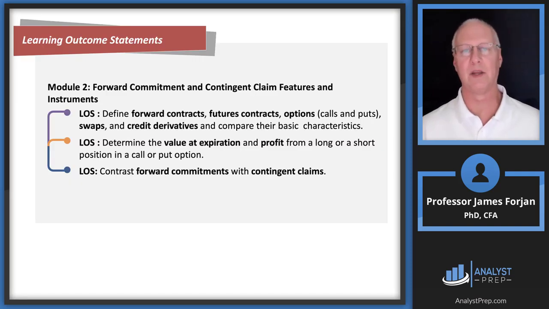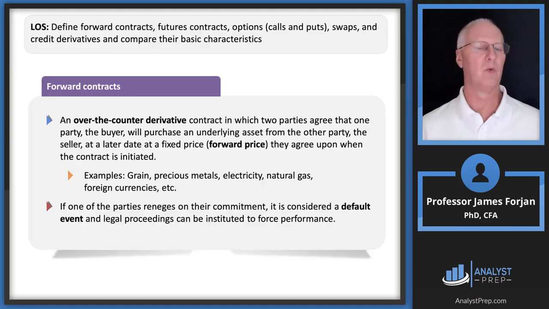So we're going to define some of these contracts. We're going to find out what happens at expiration to determine whether there's a profit or loss. And then notice that third LOS looks an awful lot like one of the LOSs that we had in Module 1. So let's get started with a forward contract.